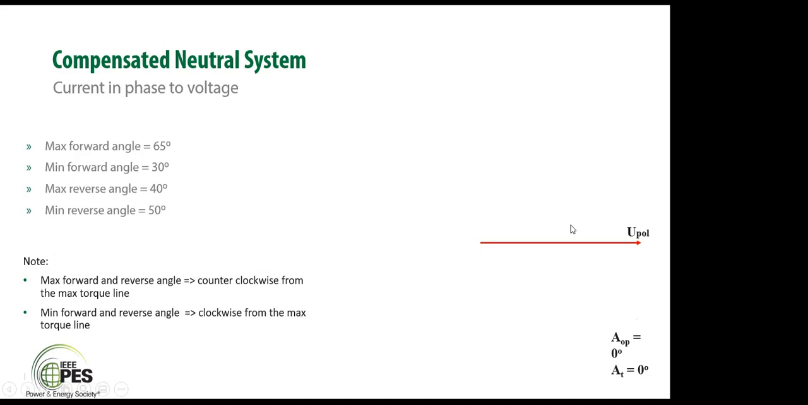Again, following the previous example, once we have the polarizing voltage available, we first see the angle, and that's 0 degrees for the compensated neutral system here. So the operating current I will be in phase with the polarizing voltage. Next, the torque angle. In this example, we have set it to 0 degrees.